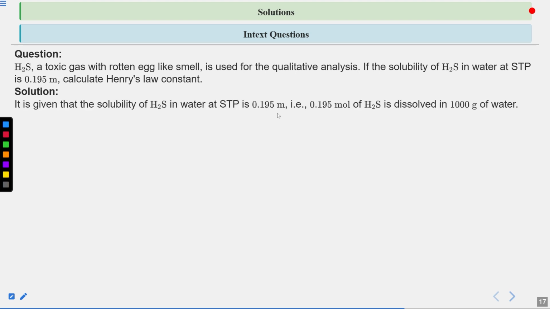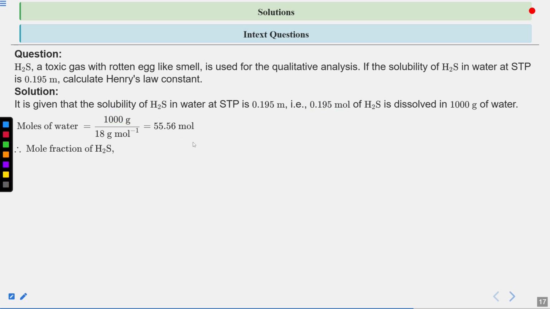It is already given that 0.195 is the molality. That means 0.195 moles of H2S is dissolved in 1000 grams of water. This is the definition of molality: number of moles per kg of solvent, and per kg means 1000 gram. So the moles of water in which this 0.195 mole of H2S is dissolved can be calculated: 1000 by 18 gives you 55.56.